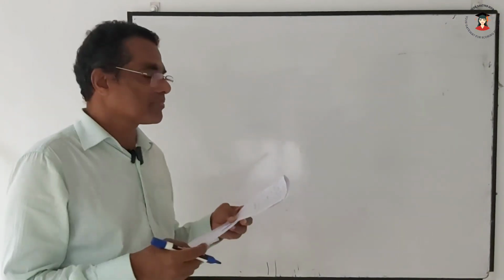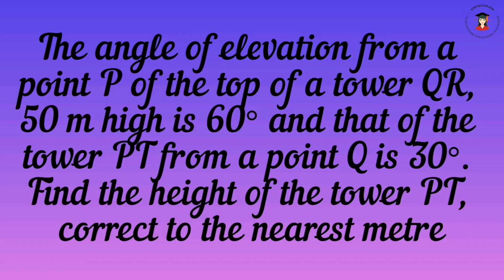Question number 3. The angle of elevation from a point P to the top of a tower QR 50 meter high is 60 degree, and that of the tower PT from a point Q is 30 degree. Find the height of the tower PT correct to the nearest meter.